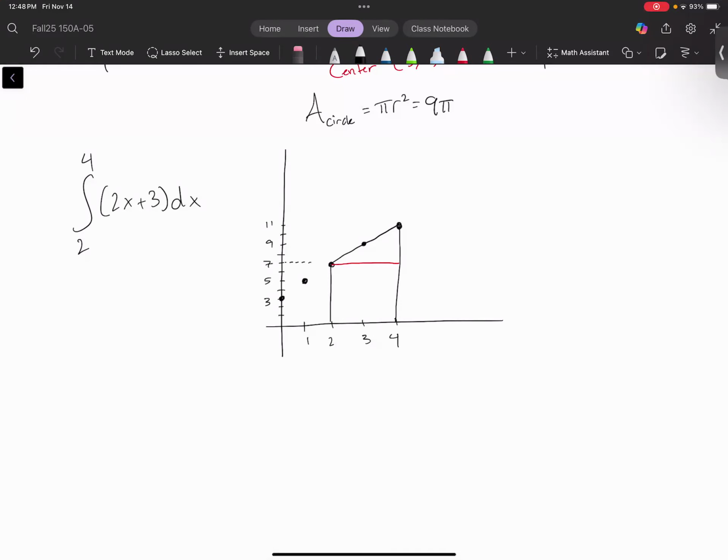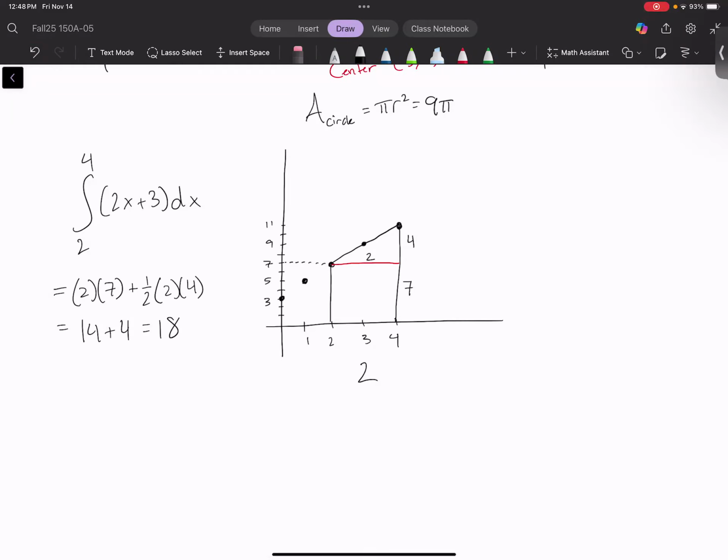So we can see the height is 7 for that, and then the height for the rest of this is 4. And then the width is 2, and the base is 2 here as well. So our area is going to be, not 4, 2 times 7. That's the area of this rectangle, plus a half, 2 times 4, area of the triangle. So that's 14 plus 4 is 18. That's our definite integral.